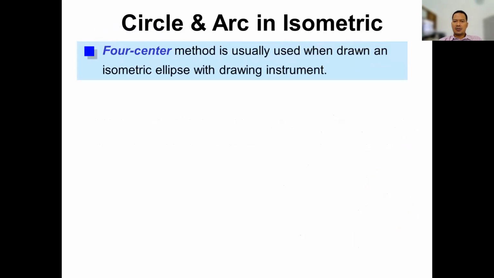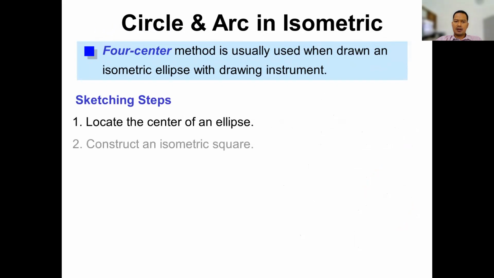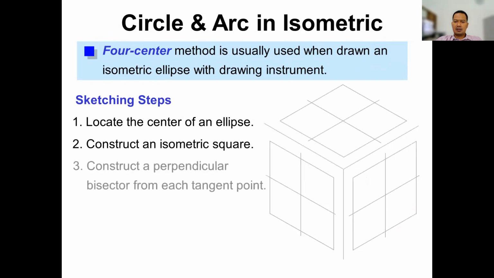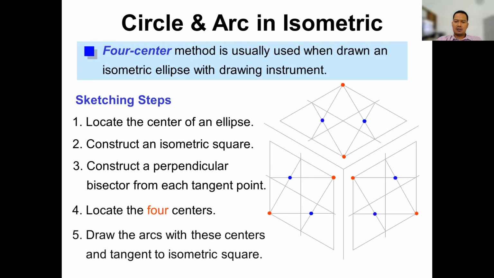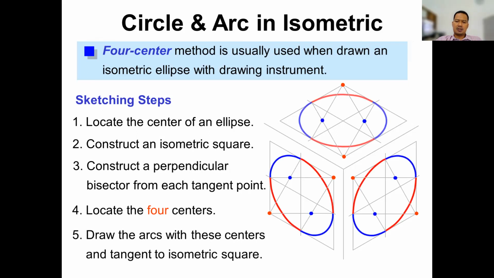The center method is usually used when drawing an isometric ellipse with drawing instruments. For example, this is the sketching step. Locate the center of an ellipse, construct an isometric square, and then construct a perpendicular bisector from its tangent point. Okay, this is the bisector. And then look at the centers, 1, 2, 3, 4. And then construct the ellipse.